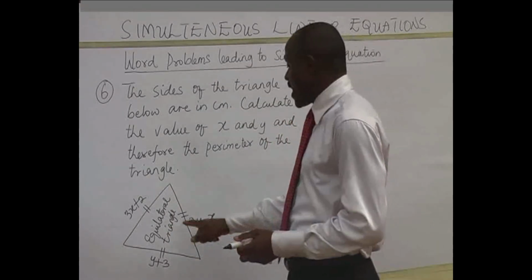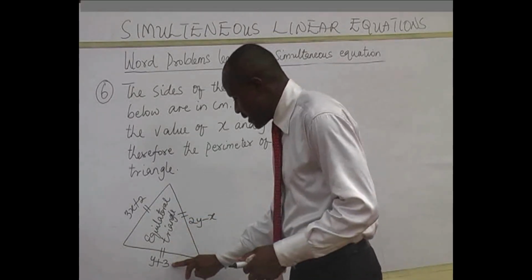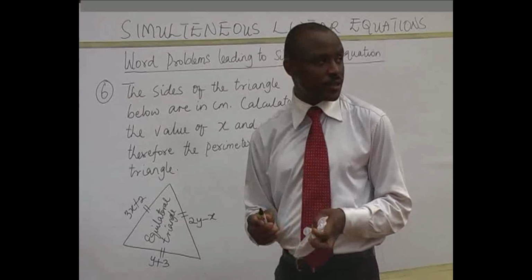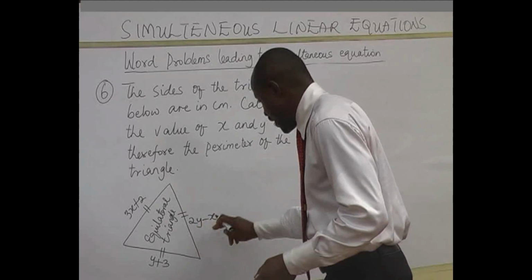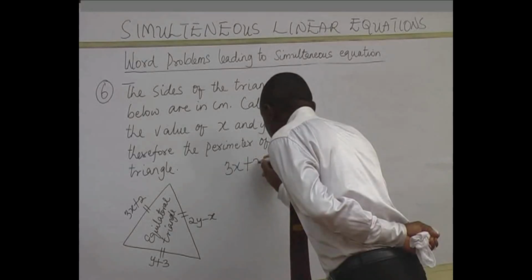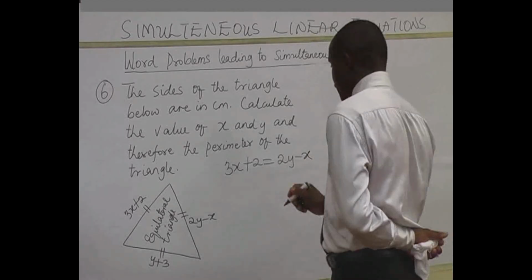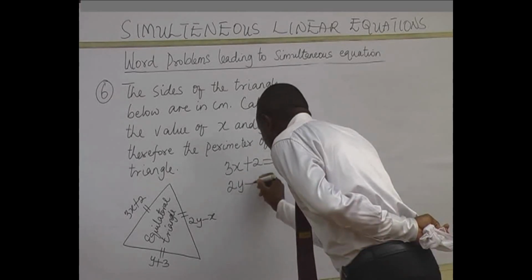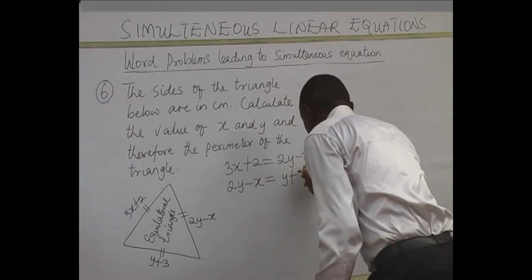So if this is an equilateral triangle, that means this side is equal to this side and this side is equal to this side. Now look very closely at the way I'm going to construct the equation. The equation is going to be 3x plus 2 is equal to 2y minus x. Then the second equation is going to be 2y minus x is equal to y plus 3.